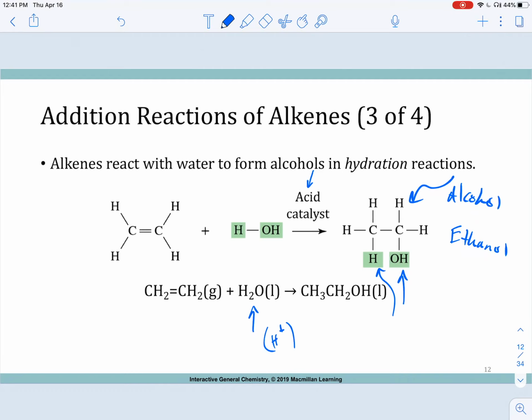But that's naming for another time. So we call that a hydration reaction. We are adding water across the double bond. It's an addition reaction, but specifically a hydration reaction. If you see hydration, you think, okay, I'm adding HOH, H2O, across that double bond in the presence of some sort of acid catalyst.